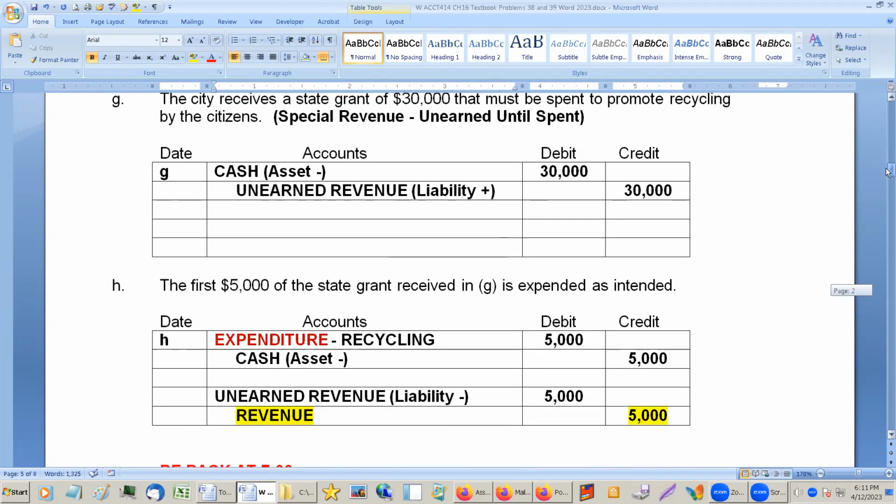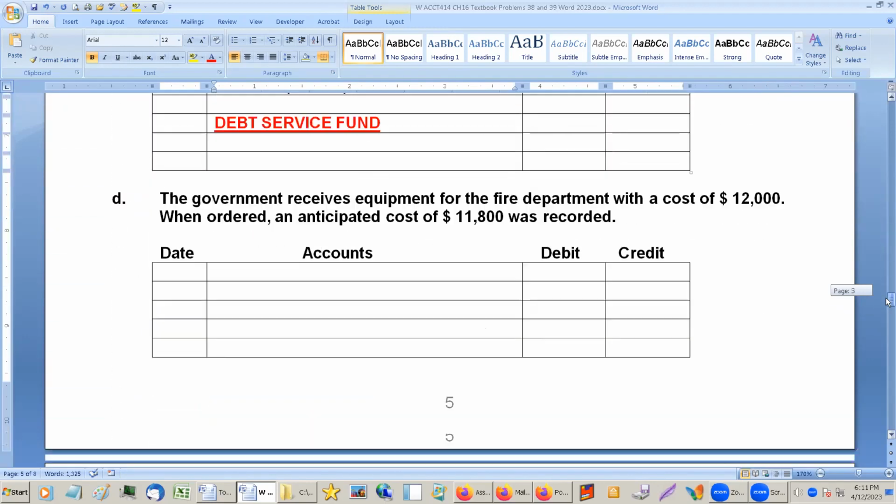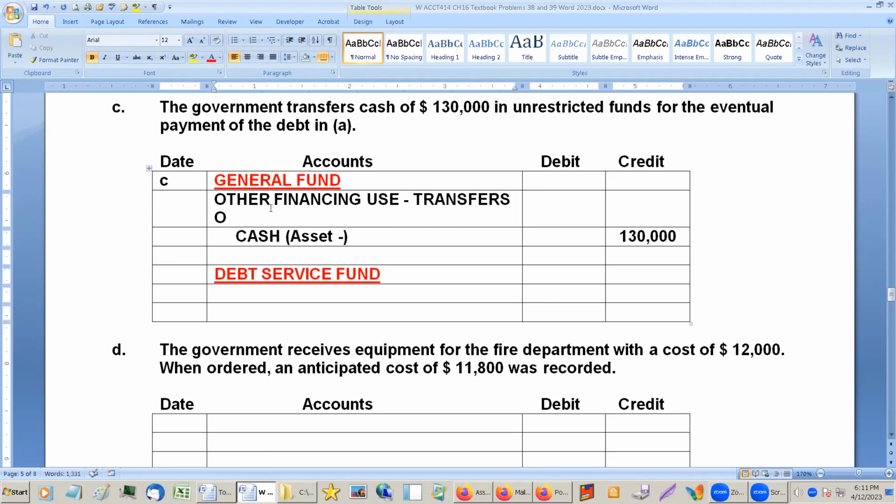Oh, maybe I don't have one up here. That's why you guys aren't jumping in. All right. Well, actually, you can just say transfers out. That's fine too. All right.